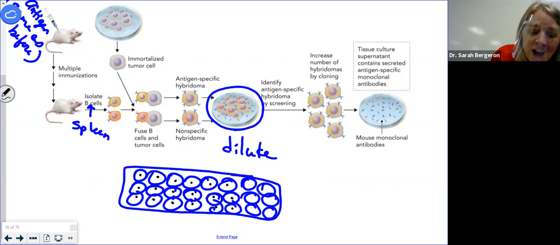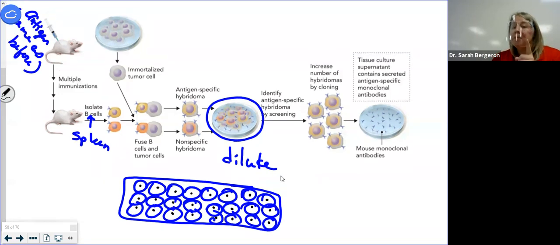So now I have a place where I can culture each of these individual hybridoma cells because each individual hybridoma is creating a unique antibody. So now I can screen these cultures and I can test them and I can proliferate them so that I can create a never-ending stock of antibodies that recognize one single epitope on my one antigen.